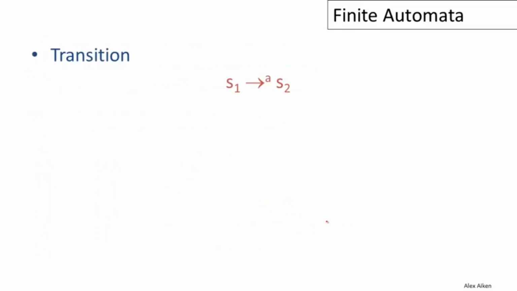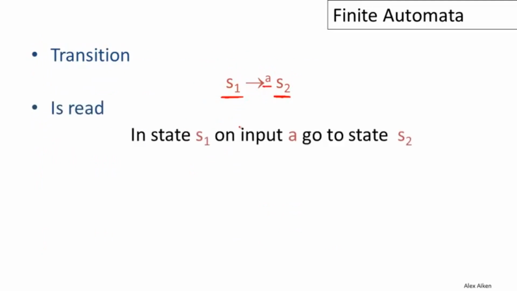So let's look at that in a little more detail. I've written out one particular transition. Here, if we're in state 1 and we read the input A, then the automaton can move to state 2. There could be lots of different transitions for the automaton from different states and different inputs, and it's read in the following way: if we're in state 1 on input A, we will go to state 2.